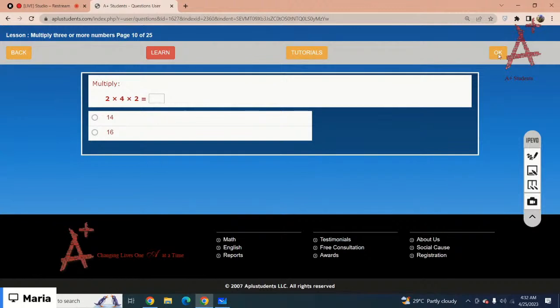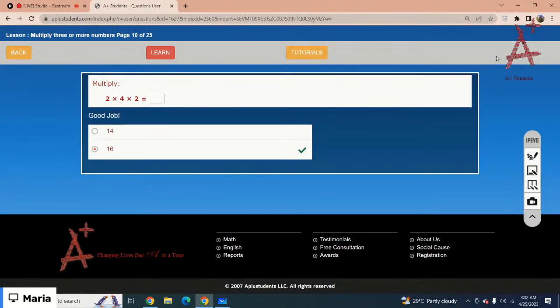Yes, 4 times 2 is 8 and 8 times 2 makes 16. So the correct option is 16. Got it? Okay, we're done with the lesson. Let's just move on to the next lesson.